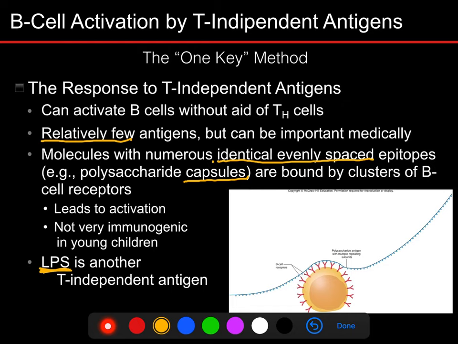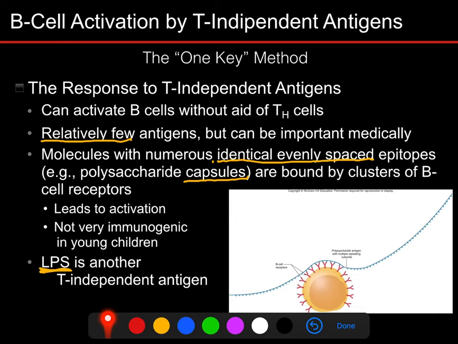It's much faster than the normal method, which is obviously going to be the T-dependent method. And it makes sense when you think about it: bacteria with capsules tend to be very pathogenic, right? They're good at hiding from the immune system, so if you can detect those capsules very early and hit them hard, then you can maybe get rid of this infection before it kills you.